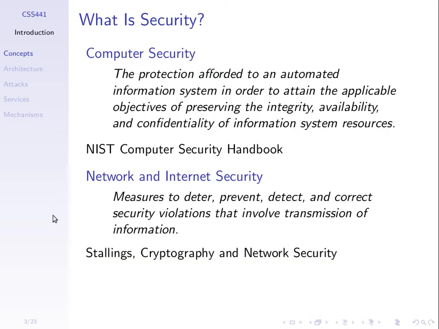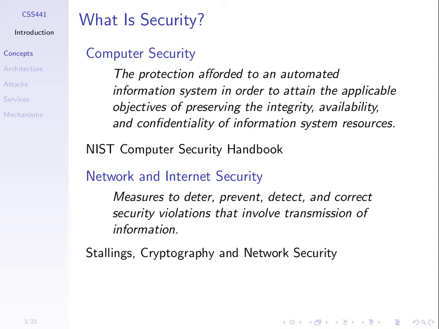So what do other people mean by security? Well, here are two definitions taken from some textbooks or some documents from other organisations. Computer security, the protection afforded to an automated information system. Automated information system, maybe a computer system. The protection afforded to it in order to attain the applicable objectives of, and here are the objectives, of preserving integrity, availability and confidentiality, so they are the three objectives there, of information system resources.